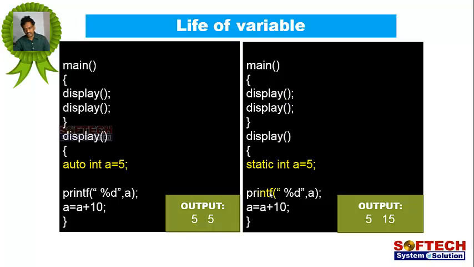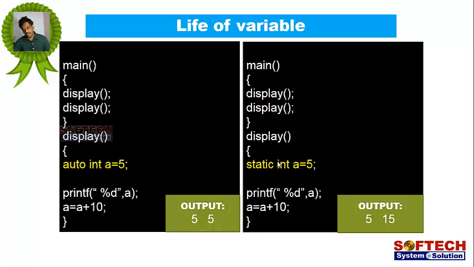The first time it creates the memory, assigns the value, changes it to 15, comes to main, then transfers. Again we call the display function, it transfers, but it uses the same memory location. This is already in a, it has 15. In the previous function call, the value of a is 15. So it displays 15. First call it displays 5, then it changes to 15.